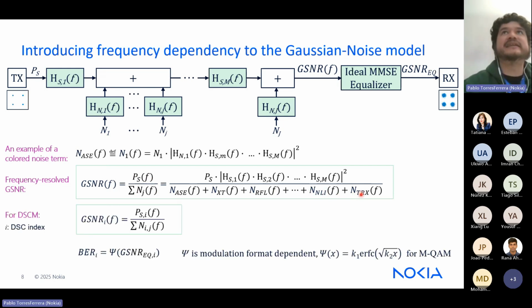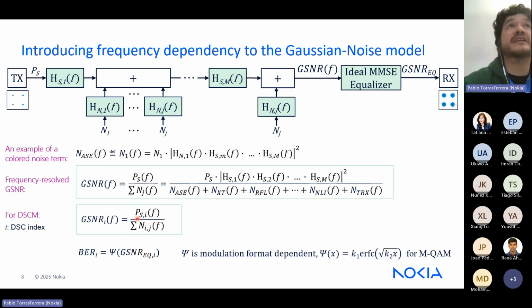If we extend this concept into digital subcarrier multiplexing, we can consider each subcarrier as an independent channel, and then each of these will experience different filtering effects. Let's say, for instance, a ROADM that has a band-pass characteristic. So the edge subcarriers will experience different filtering than the central ones. And then we have to take into account each of them as independent channels experiencing different frequency conditions.